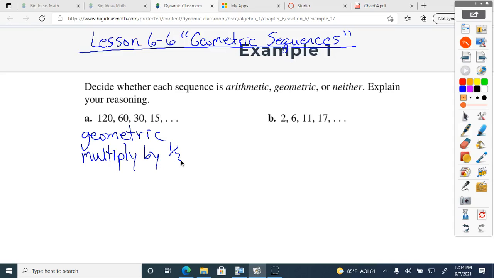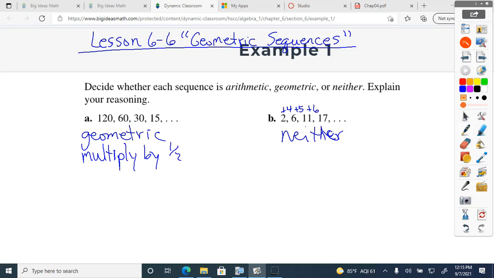Okay? All right? Is B arithmetic? Are you sure? No, it's not. 2 plus 4 is 6. 6 plus 5 is 11. So we are adding, but are we adding the same thing every time? No. So this one is neither. Okay? Neither. Any questions on those two?